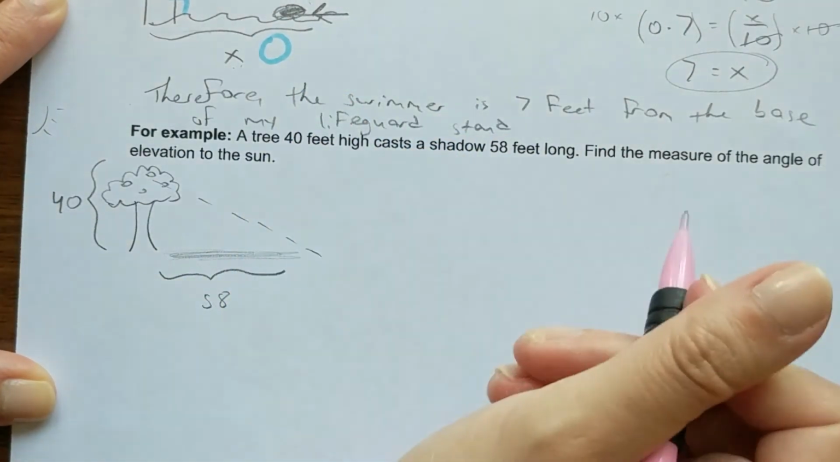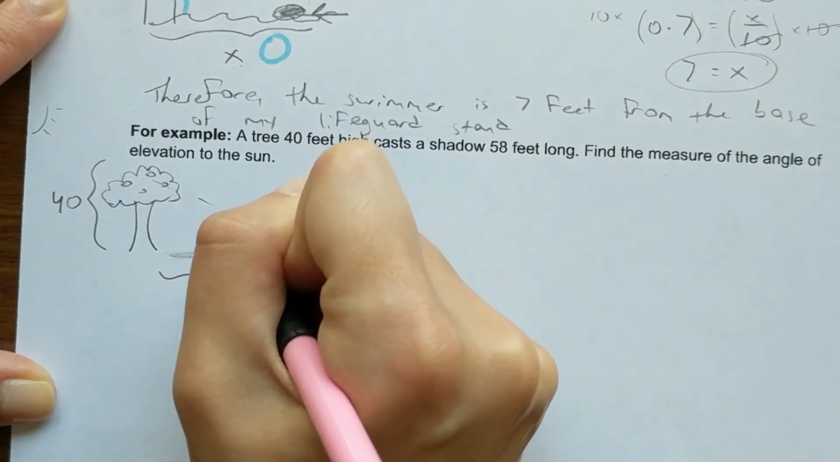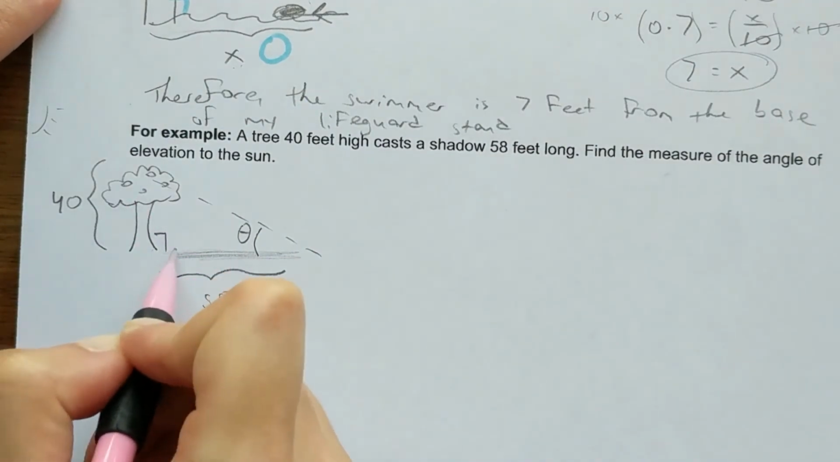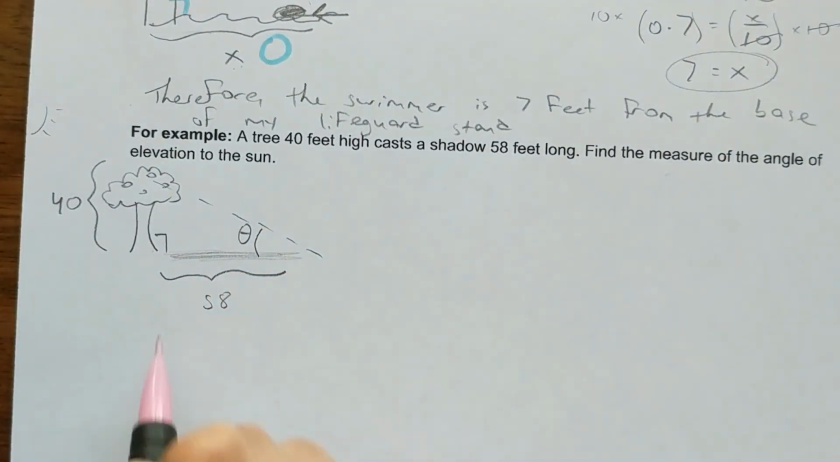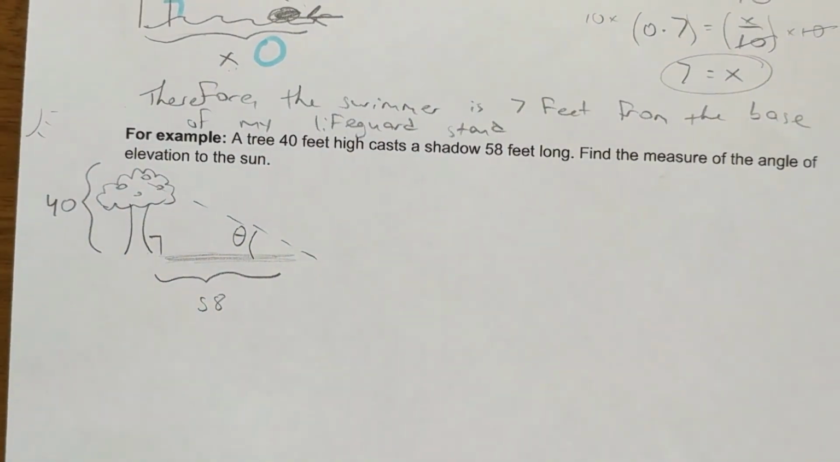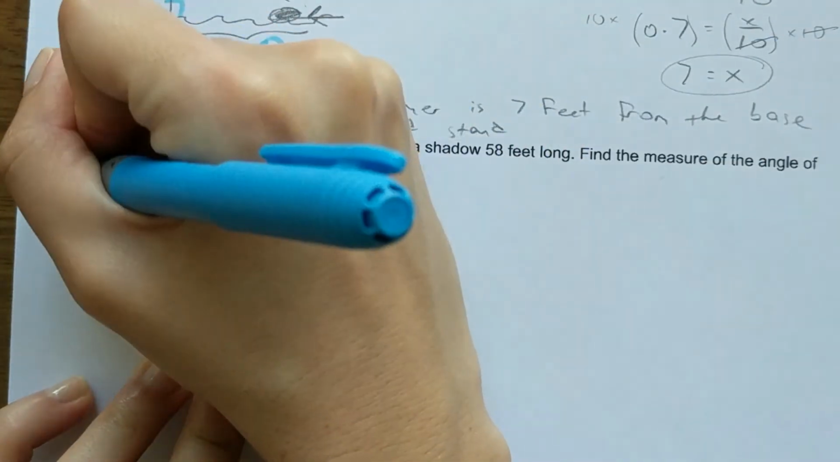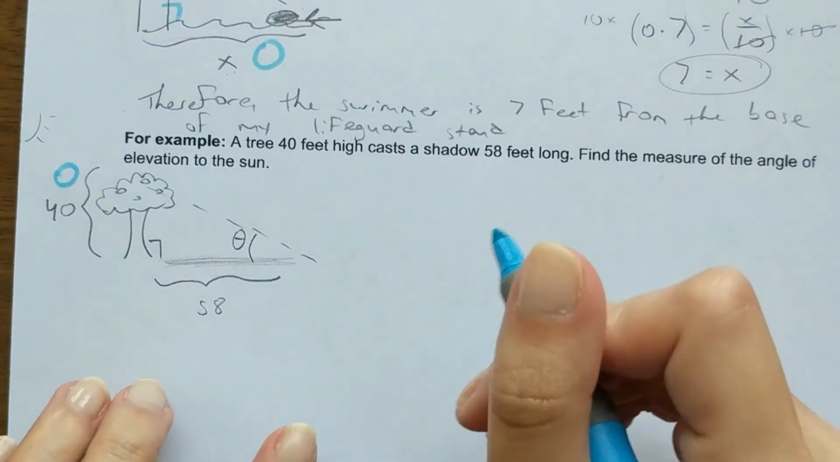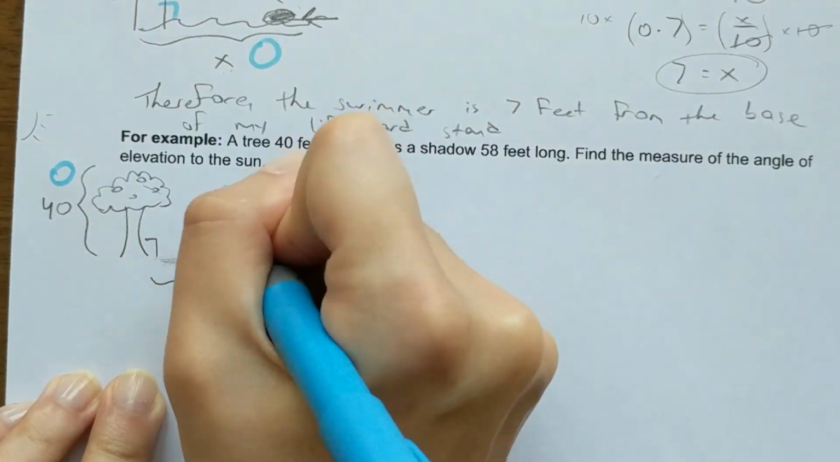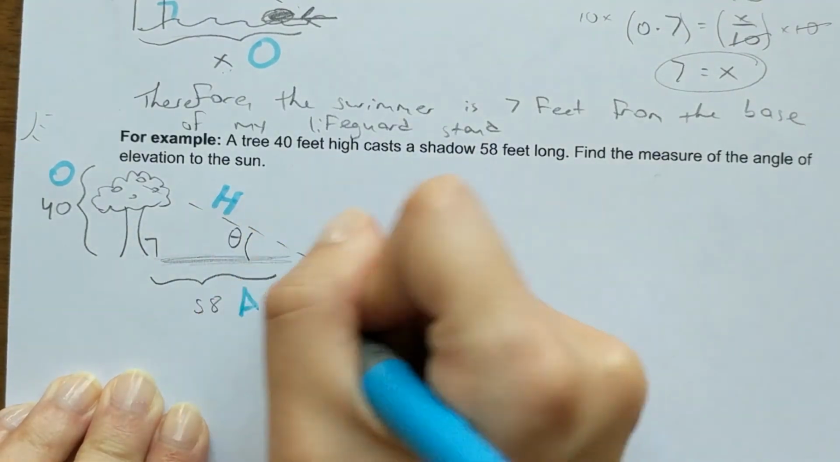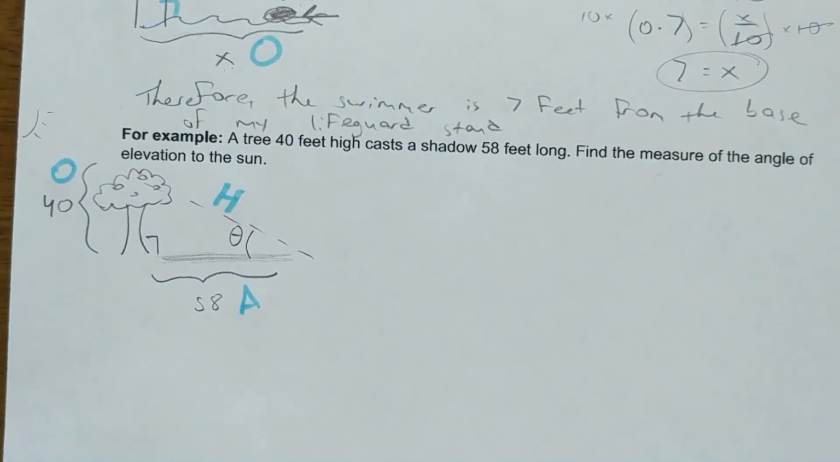We know that we are looking for the angle to the sun, which is going to be that angle there. I know my tree makes a right angle with its shadow, so I can finish off by drawing my right angle there. Okay, now that I have drawn my diagram, I can start labeling my sides. I'm going to label the side that is opposite to my angle. The 40 is opposite. The dotted line here, that is my hypotenuse. And the 58 is my adjacent because it's beside the angle and it's the one that's left over.